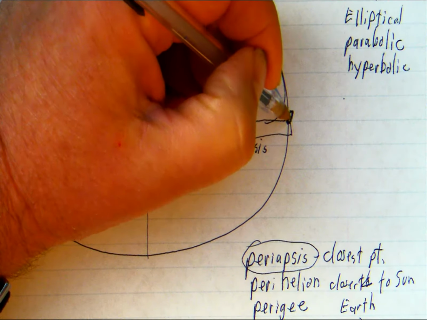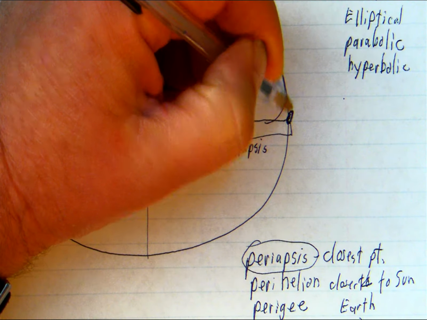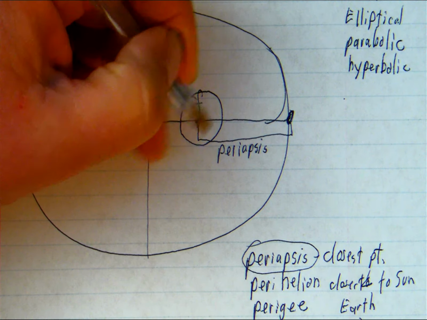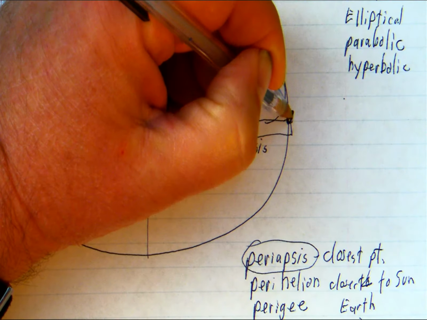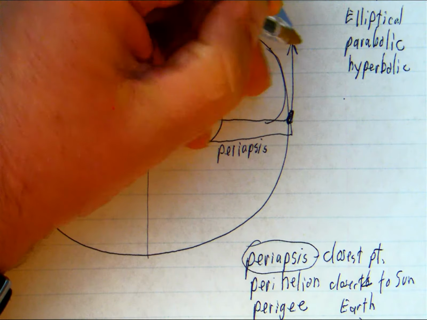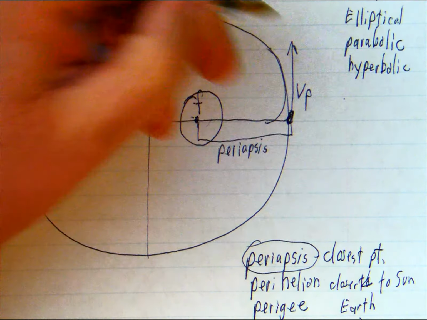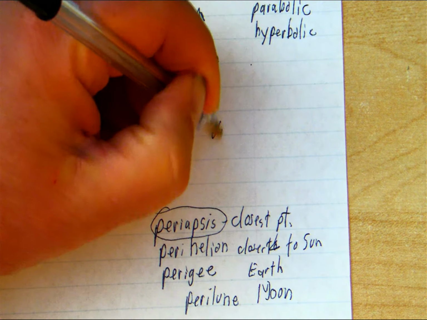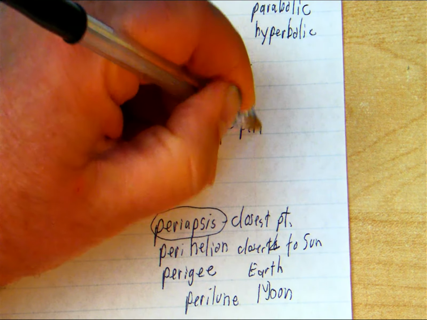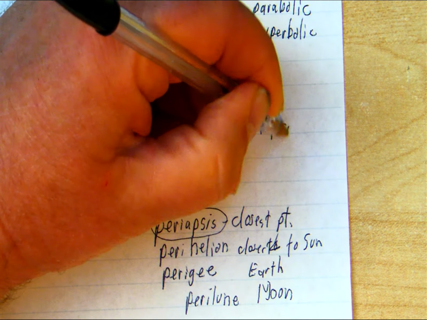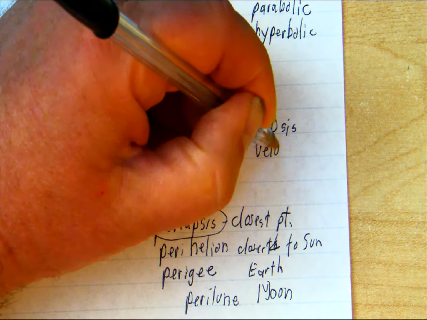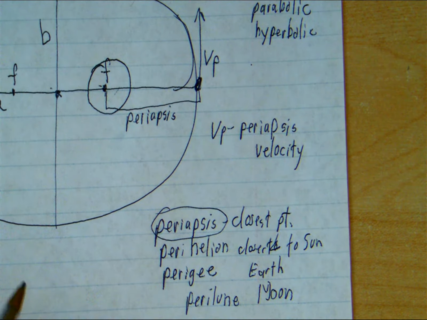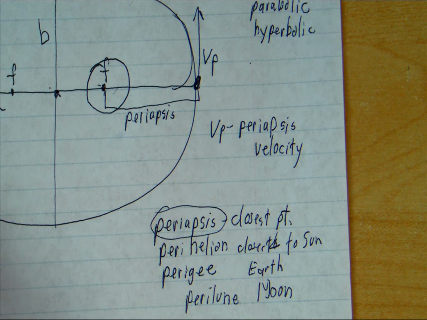Well, by the laws of physics, and what Kepler realized, the closer you are to the central body, the faster you're traveling at that point. So V sub P is the term that we'll use for periapsis velocity. And as I hope to show you in this session, there's an equation to calculate it.